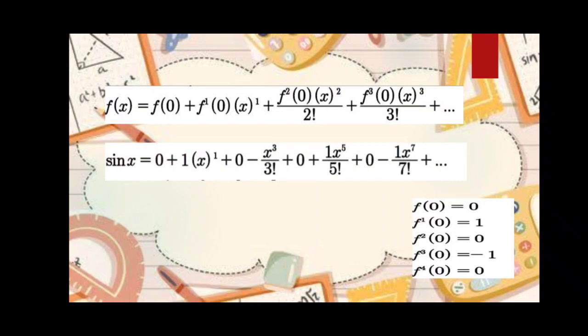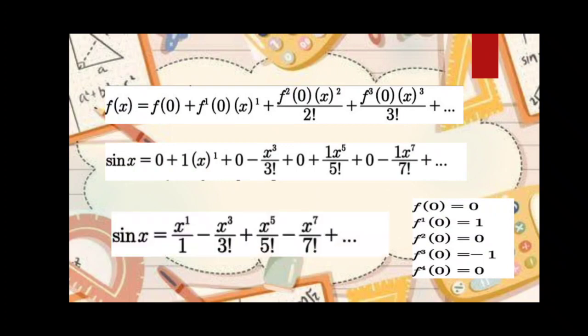Sin x is equal to 0 plus 1 times x plus 0 minus x cubed over 3 factorial plus 0 plus 1 times x raised to the 5th power over 5 factorial plus 0 minus 1 times x raised to the 7th over 7 factorial plus and so on. So sin x is equal to x raised to 1 over 1, minus x cubed over 3 factorial, plus x raised to 5 over 5 factorial, minus x raised to 7 over 7 factorial and so on.